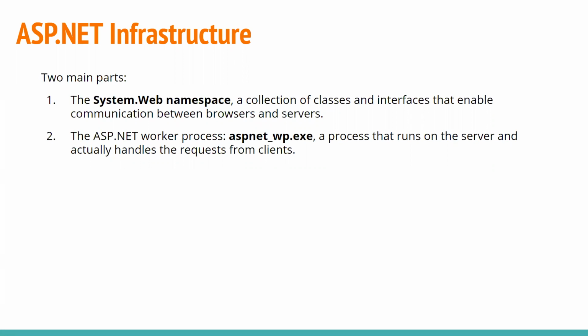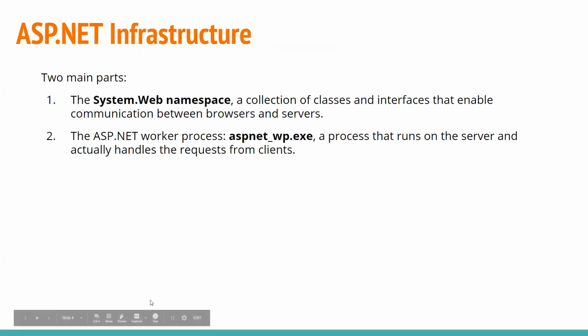And the other thing that ASP.NET has is what's called the ASP.NET worker process. So you can see it's aspnet_wp.exe. The worker process is a process that runs on the server and that actually handles the requests, actually processes the requests, because obviously you need something running on the server that actually makes ASP.NET work, right? You can't just have a server that's not running anything. There needs to be some executable that the server runs. And that is the ASP.NET worker process. Okay, so these are the two parts that make up the ASP.NET infrastructure with the .NET framework.